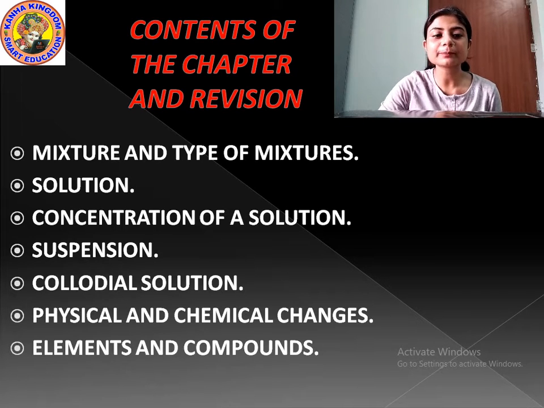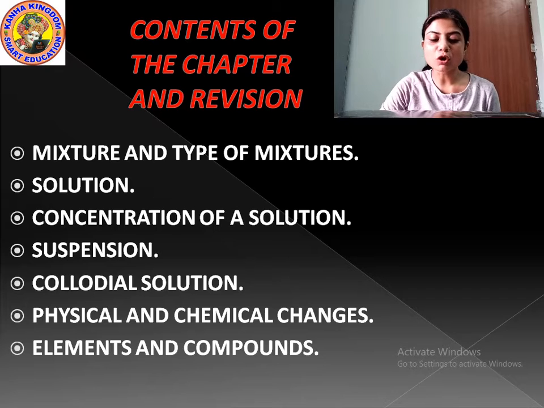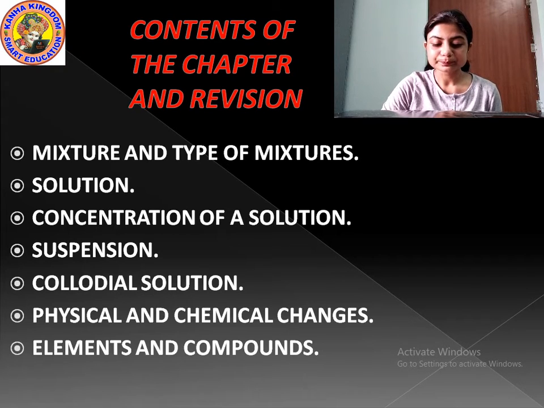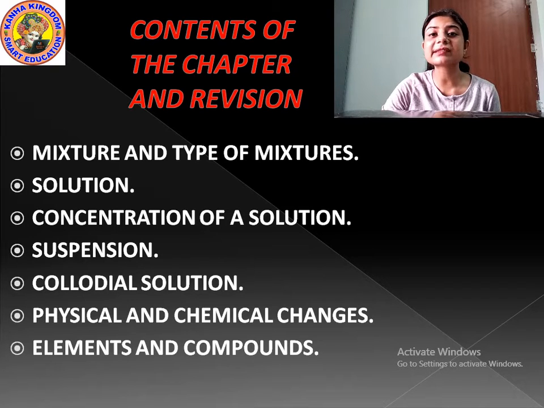What is a saturated solution? It means that no more solute can be dissolved in the given solvent at the given temperature. Then, if the amount of solute contained in a solution is less than the saturation level, it is called an unsaturated solution. The solute is less than the saturation amount, so it is an unsaturated solution.